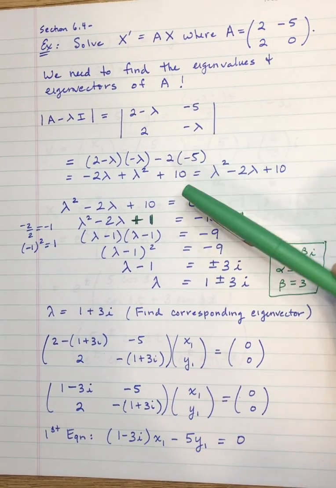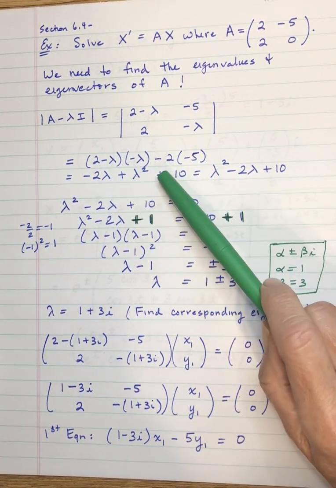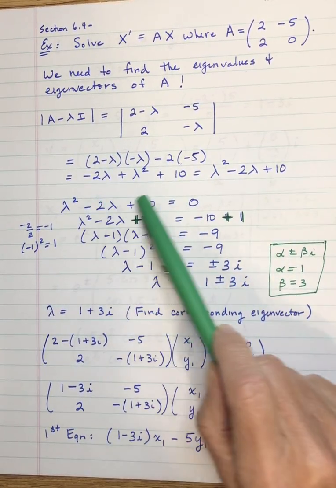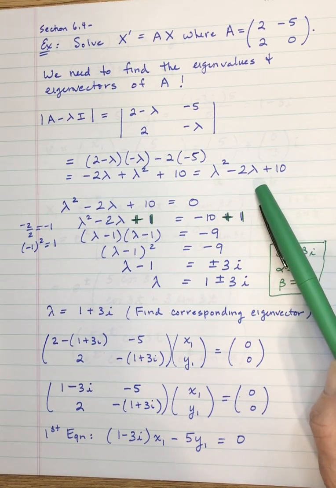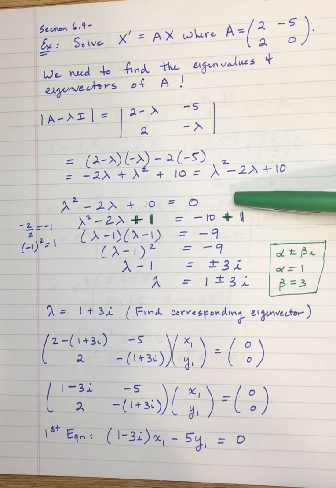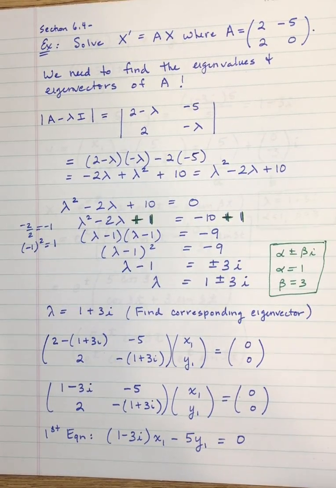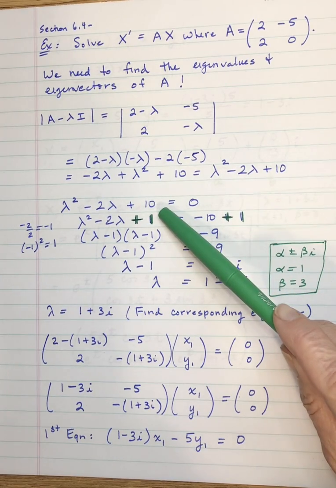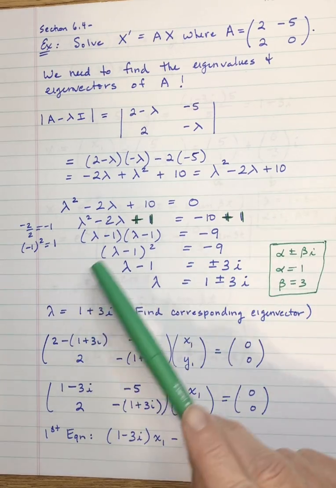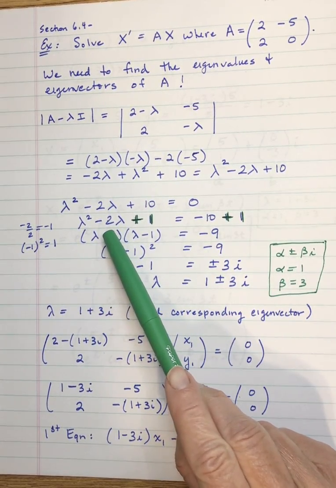Take the determinant, so we'll have 2 minus lambda times negative lambda minus 2 times negative 5. Multiplying this out just gives us lambda squared minus 2 lambda plus 10. Set the characteristic polynomial equal to 0. And let's complete the square. We notice that that's not an easy quadratic to factor.